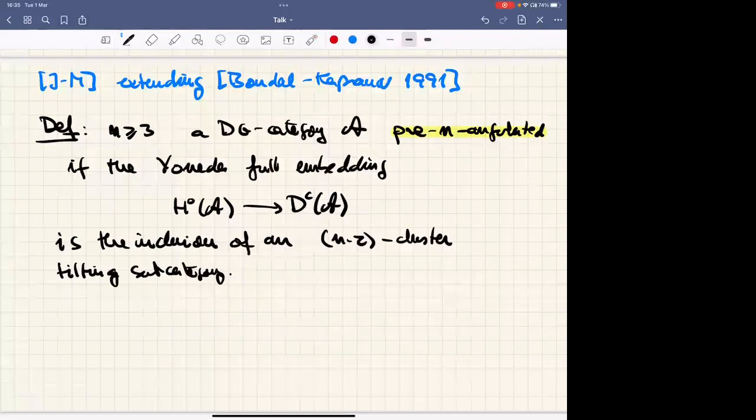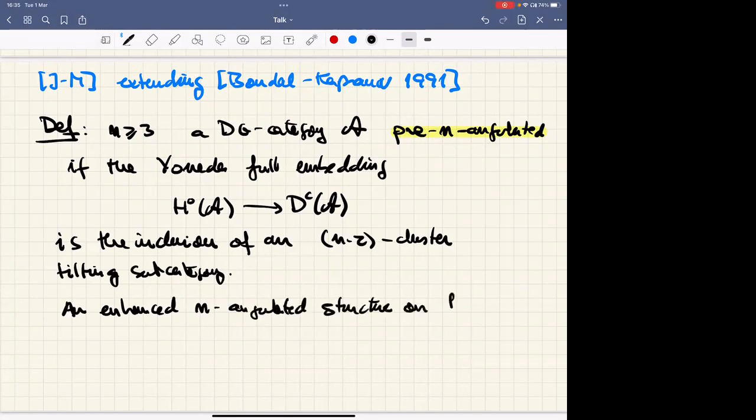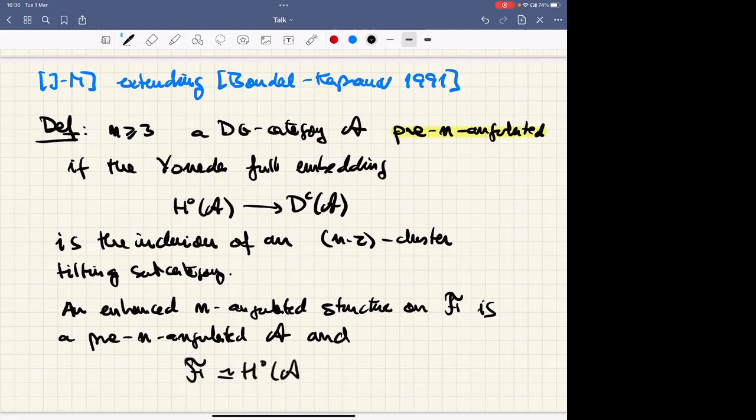we can define enhancements. An enhanced n-angulated structure on a category F is given by a pre-n-angulated DG category A and an equivalence between F and the zero-dimensional cohomology of A. Again, if we have fixed a suspension functor on F, then we want this equivalence to be compatible with the suspension functors on the left and on the right.